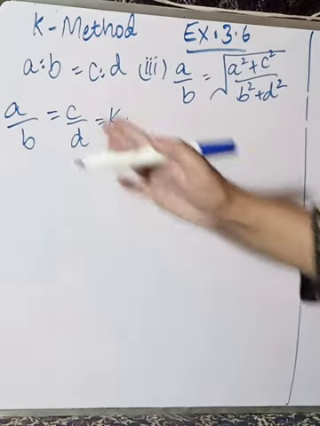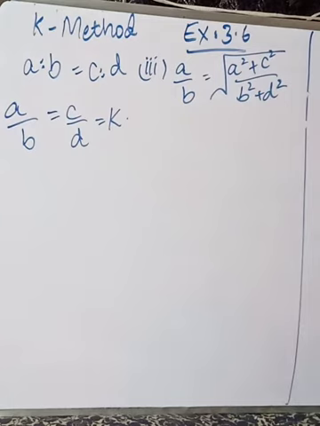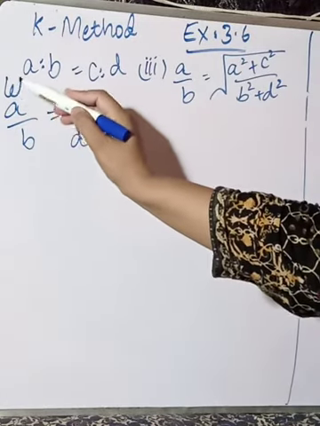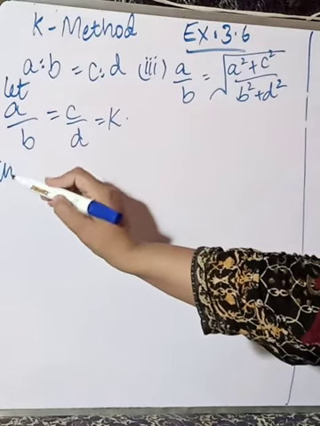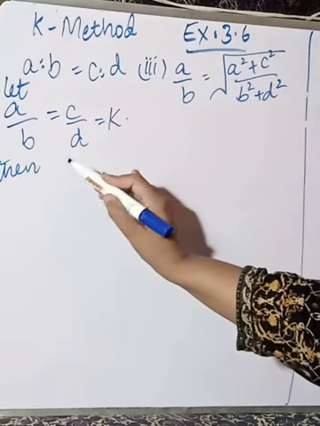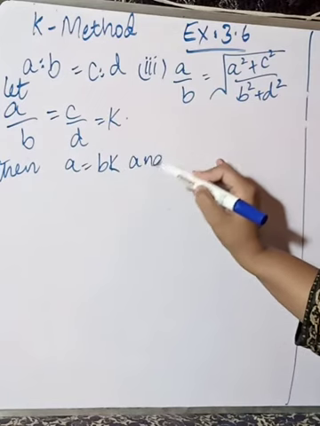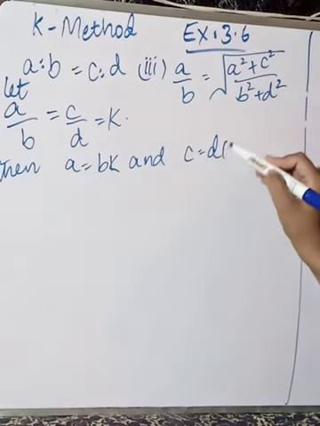Okay, so let us do it by using the k method. A ratio b is equal to c ratio d. All right, then a over b is equal to c over d is equal to k. So what will I have? a is equal to bk and c is equal to dk.